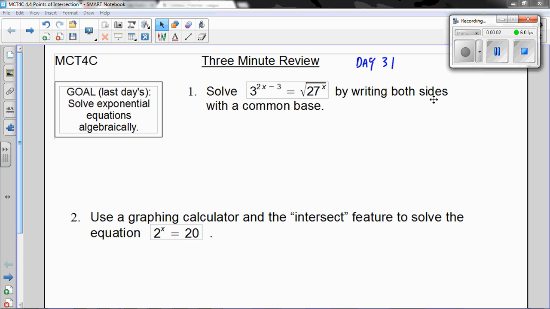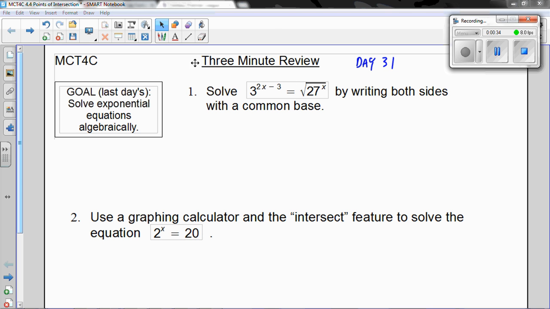All right, day 31. Last day we were solving some exponential equations algebraically. We're going to continue on with that a little bit today, but the textbook refers to this section 4.4 as points of intersection. And we've kind of done this already earlier when we were solving exponential equations graphically. We're going at it again, but they're a little bit more difficult problems.